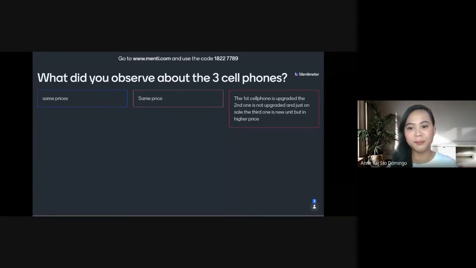So, yung isa, nag-upgrade, but still the same price. Second, same phone, na mamahalin talaga, then nag-sale, diba? And yung third, tumaas yung presyo niya kasi nag-level up yung phone nyo. So, saan natin yan maihahambing?